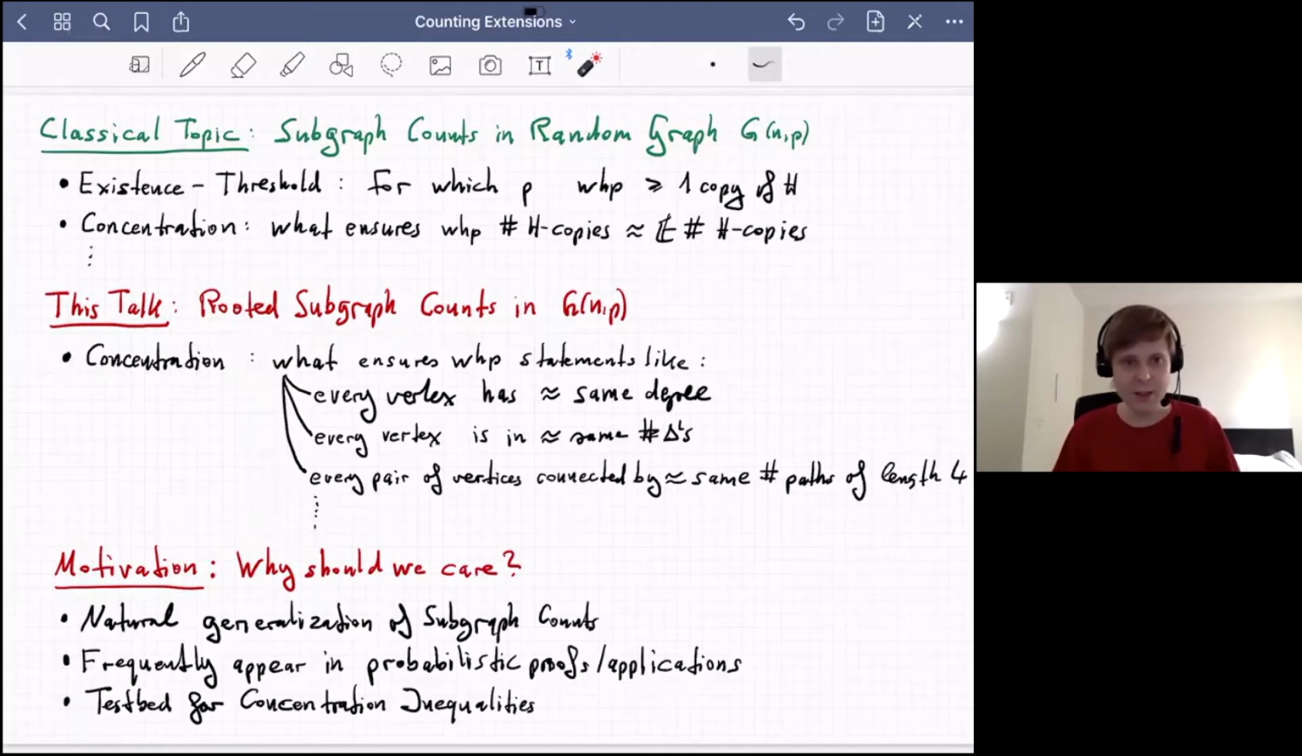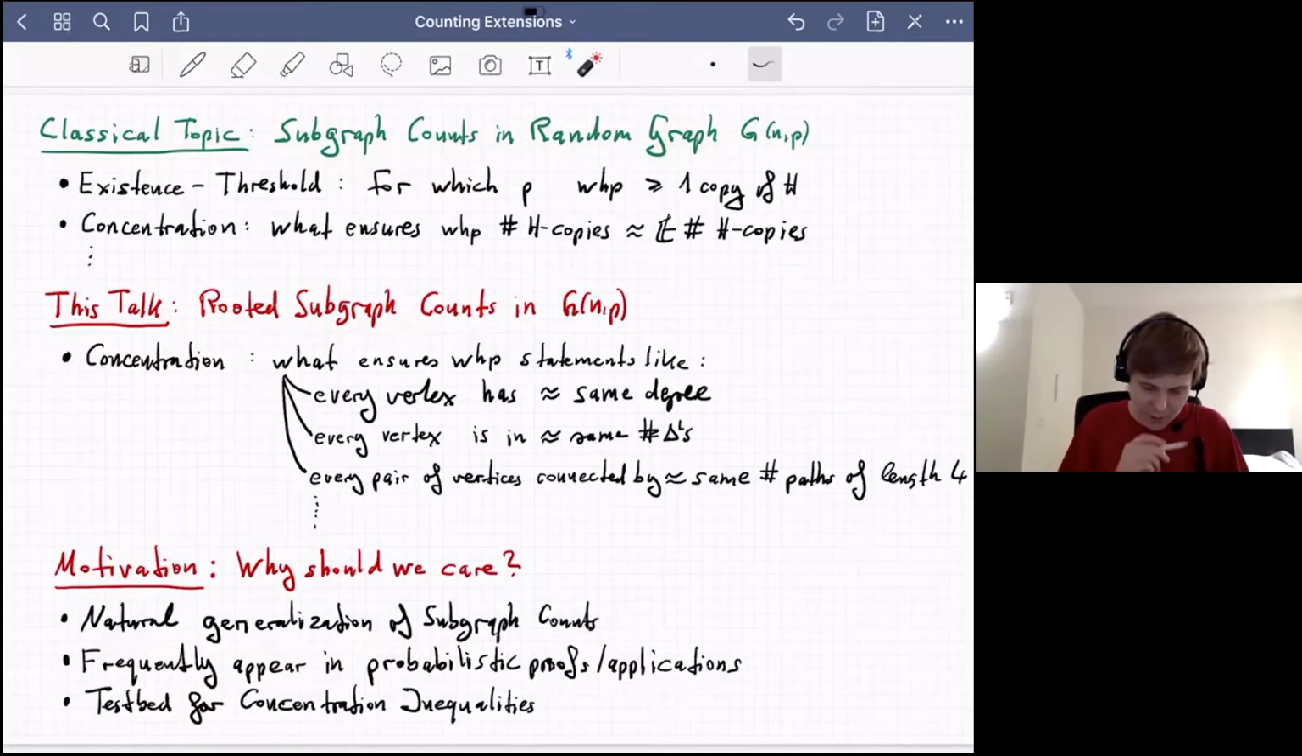Once we see this quantity, which is really an extension of the classical subgraph counts, we should ask: why should we care? What is the motivation for looking into this? On the one hand, I think this is an extremely natural generalization of the classical subgraph count topic. Given that we now have all this amazing technology to analyze random graphs, and we understand very many quantities extremely well, this is something that honestly we should be able to understand.